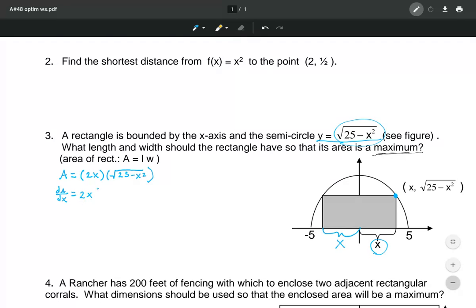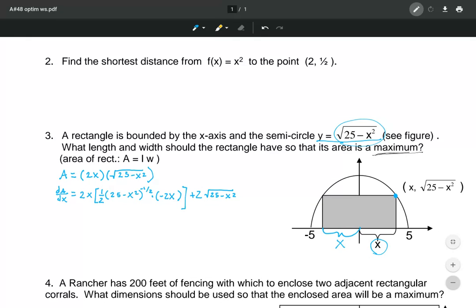So I have the first times the derivative of the second. Now the derivative of that, I'm going to use a chain rule. All right, so all of that I just wrote is just the derivative of the square root of 25 minus x squared. Now, I'm going to add the second, which is the square root of 25 minus x squared, times the derivative of 2x, which is 2. All right, so this part is at least a little bit easier.